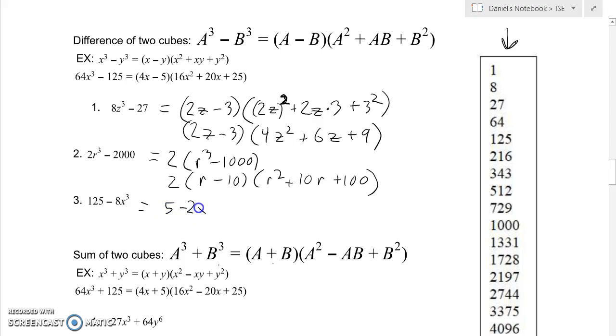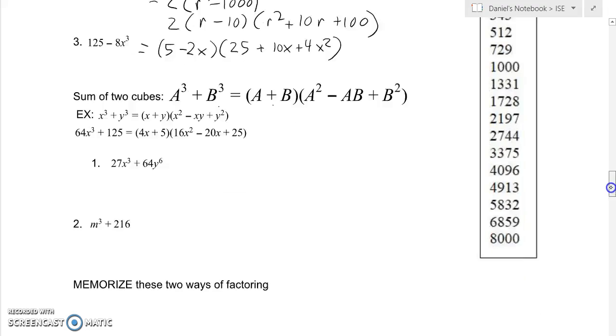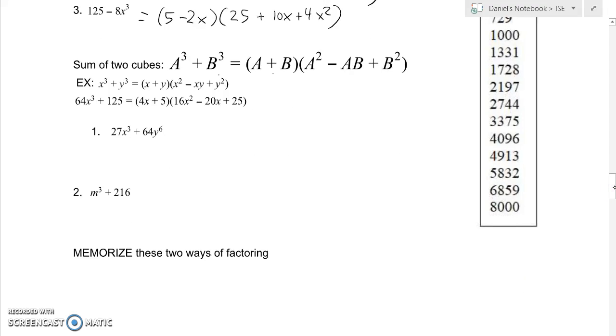I have (5 minus 2x) times (25 plus 10x plus 4x squared). You're just looking at them and applying the pattern. Same way with the sum of two cubes. The difference is you have a plus in between, and you can factor the sum of two cubes, where you can't factor the sum of two squares. So you have to be very careful in your mind at firming this idea up.